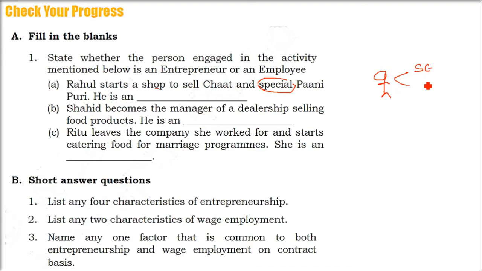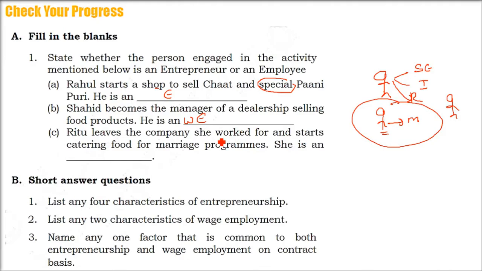Let me tell you, he is self-employed. He has some innovative ideas. So special pani puri he is going to sell because there are multiple chaat walas in the vicinity. So he is an entrepreneur. Shahid becomes the manager of a dealership selling food products. He is an employee. So Shahid, he is just a manager. He is working for a company. See, the company is owned by someone else. The office is owned by some dealer. But he is a manager there. So he is a wage employee.